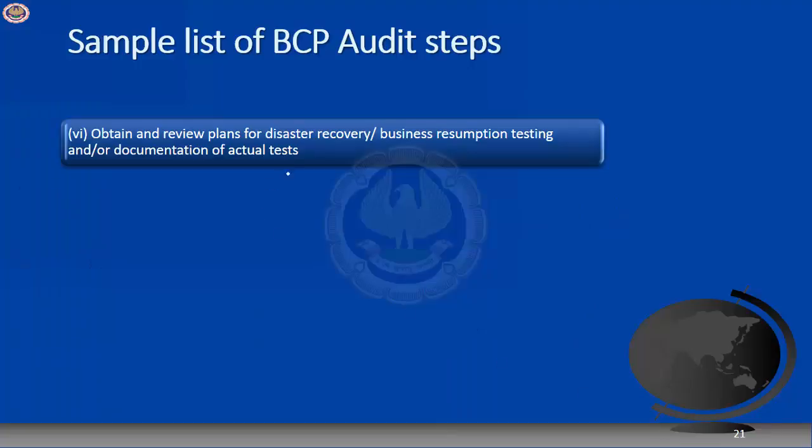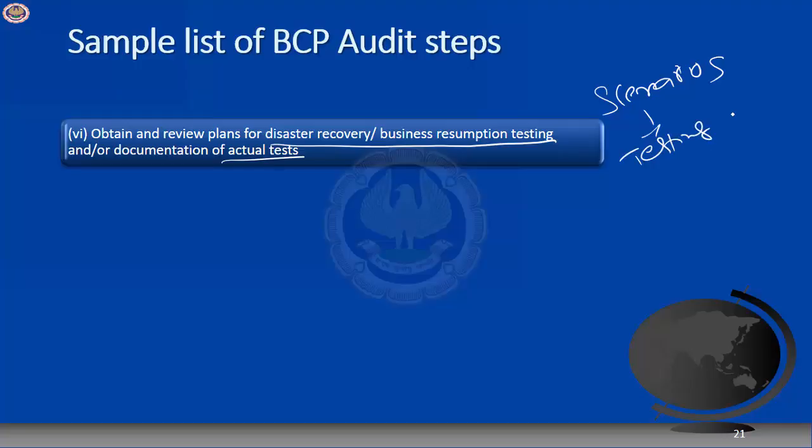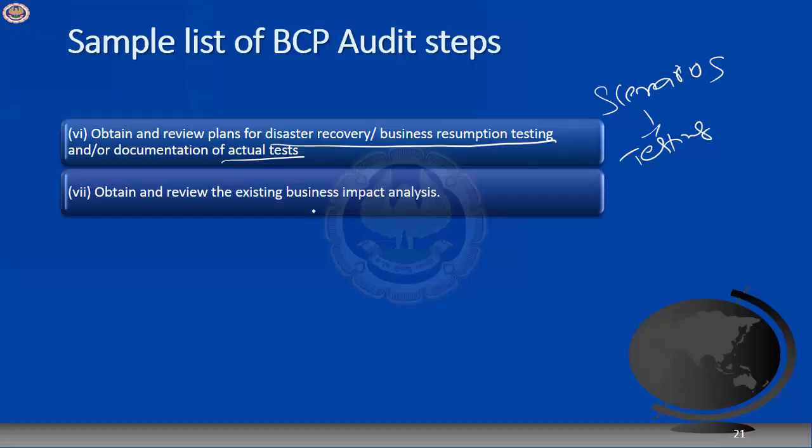You may also look at the plans for disaster recovery and business assumption testing and look at the documentation pertaining to the actual test and see who are the people involved, whether all the people were involved, and what type of scenarios were tested, and whether these scenarios reflect the realities pertaining to the business, and based on that decide whether the testing is adequate for the needs of the business.